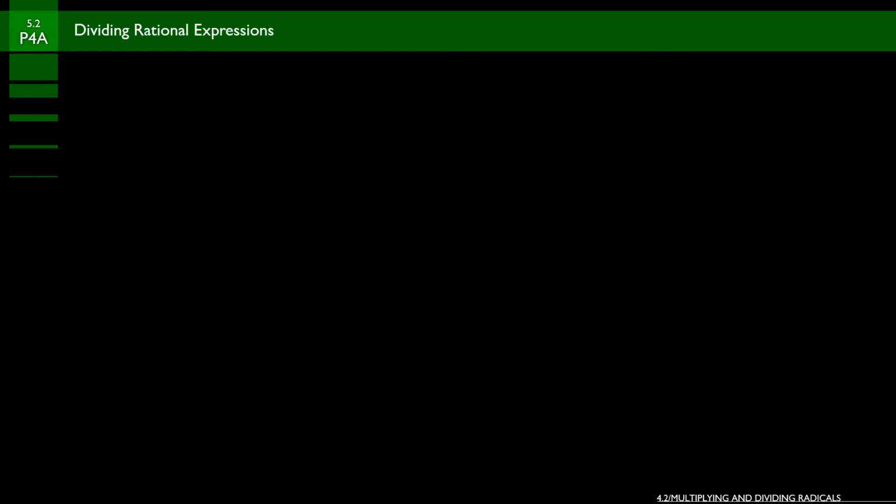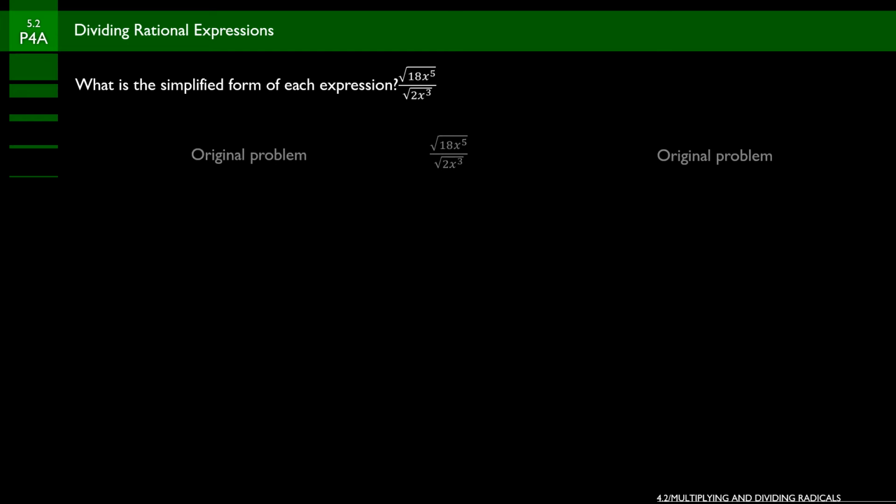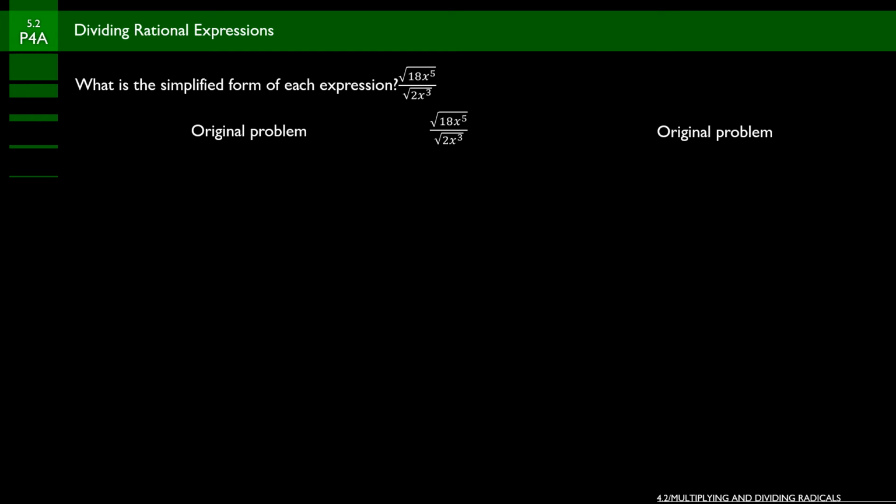In 4a, we're given: what is the simplest form of the expression, the square root of 18x to the fifth over 2x cubed? So what we can do with this is we can take anything that's in the radicands and go ahead and divide them. So again, there's going to be more than one way of doing this, so I'm going to show you two separate ways. The first way, I'm going to go ahead and break down that 18 into a perfect square factor and another factor.